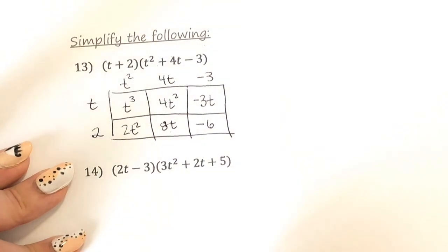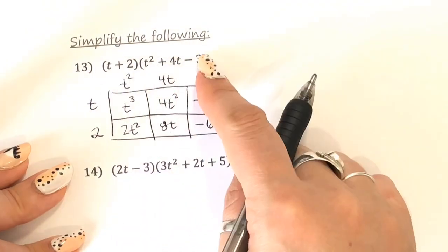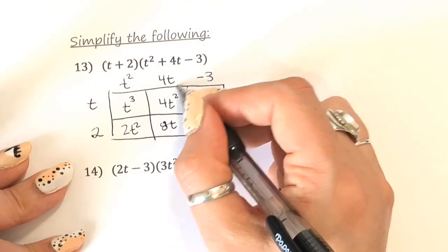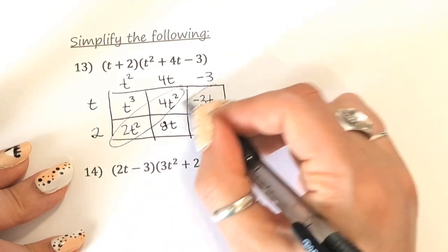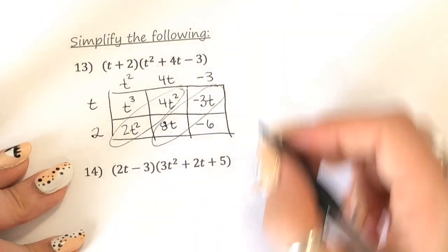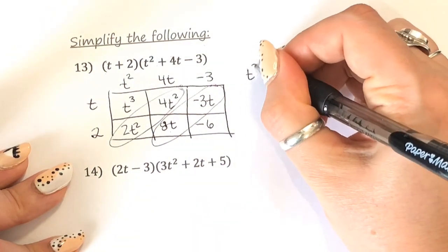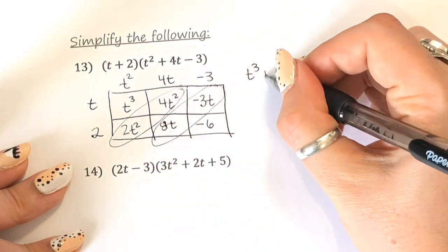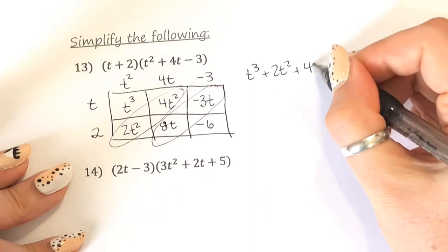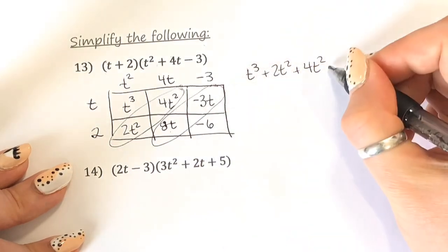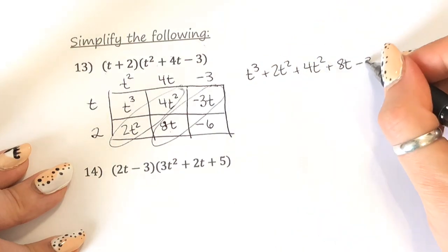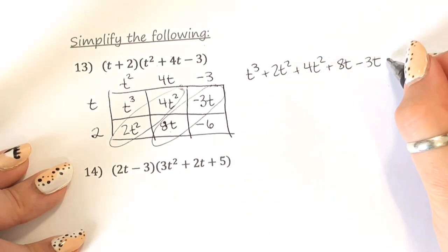And then you'll notice the bigger your starting problem is, the more like terms you'll have. And again, you'll see they usually follow the diagonals. Here's our t squareds and here's our t's. We can combine those, but let's write it all out. I have a t cubed, a 2t squared, a 4t squared, an 8t, a negative 3t, and a negative 6.